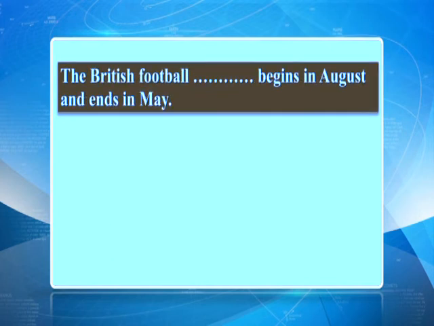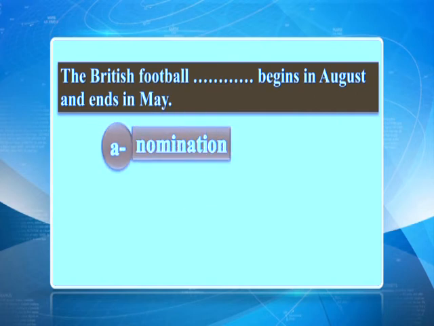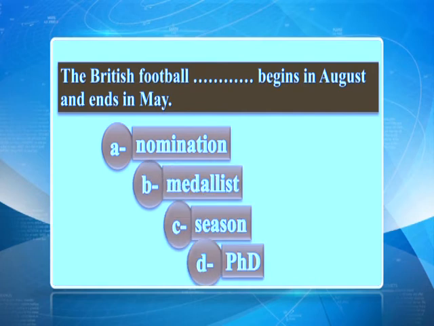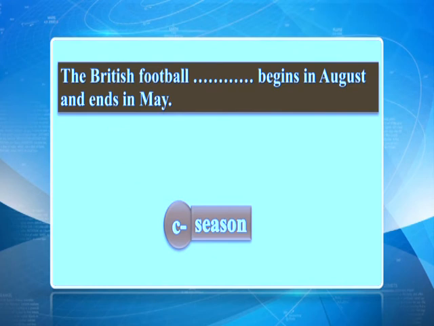The British football begins in August and ends in May. So when something starts in a certain month and then ends in another month, this means that we are talking about what? About nomination, medalist, season, or PhD. Actually, the right answer is excellent. Yes, it is season.